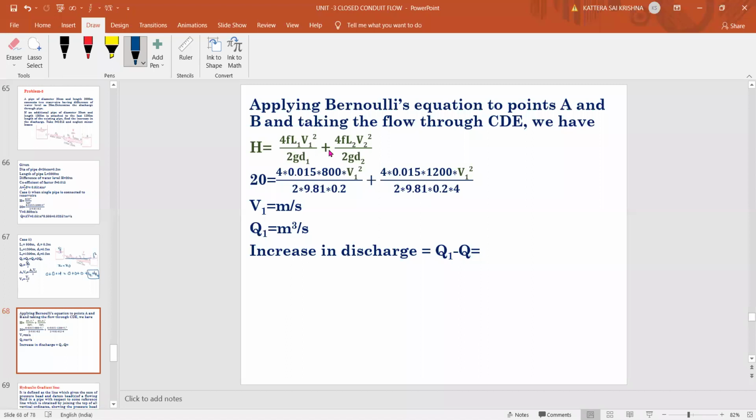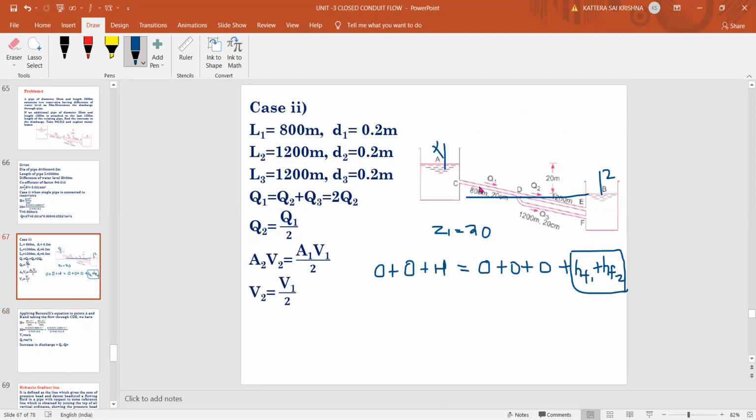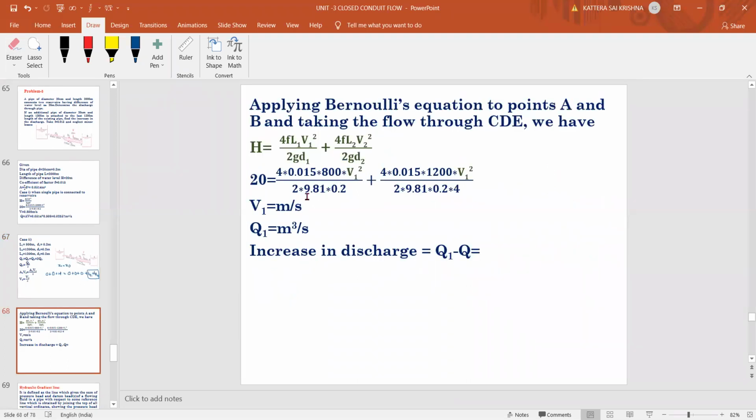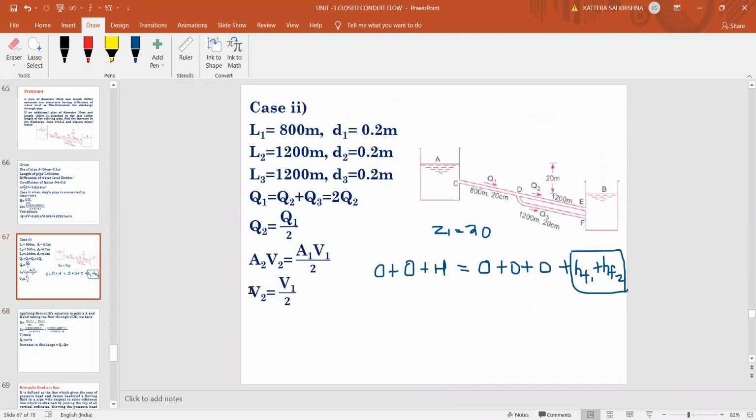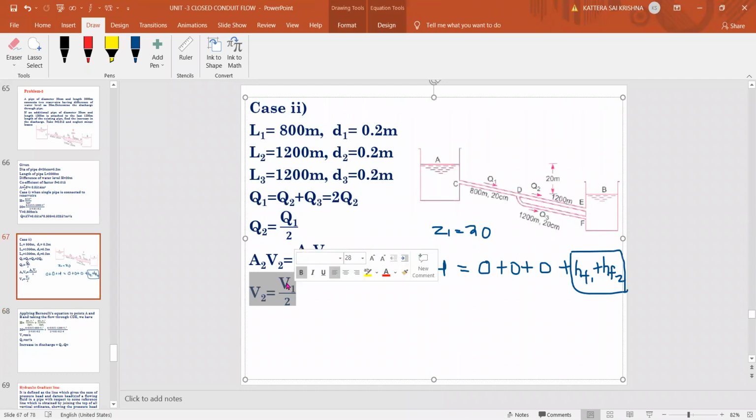Now we'll substitute all the terms which we know. We already know the H value, which is given as 20, into the f value, which is constant and given in the question as 0.015, into L1. What is the first section length? L1 is 800 meter. And for the second section, L2 is 1200, into 2 into the D value, 0.2, common for all the pipes. Next, we have already calculated V2 in terms of V1: V2 equals V1 by 2.